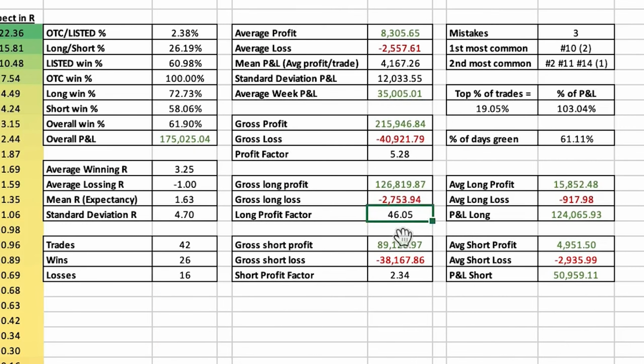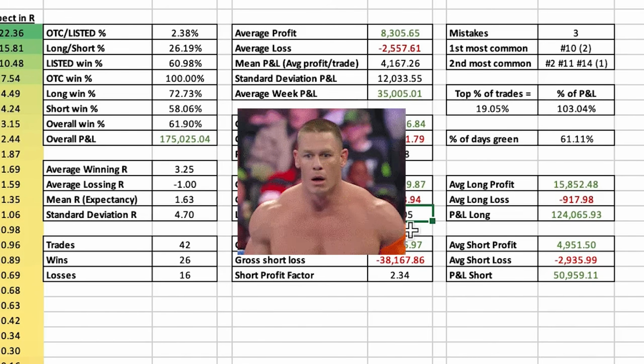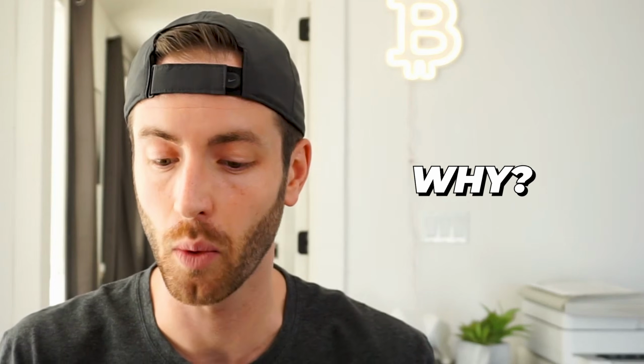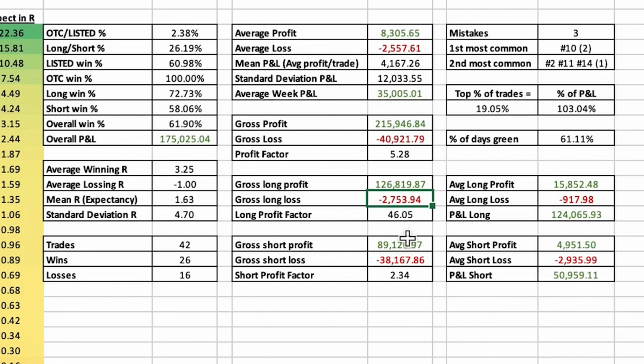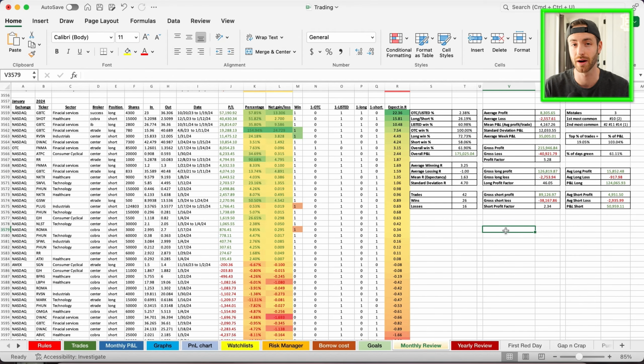Like I said, with the other previous stats being more intermediate and dissecting why that is, my long profit factor was 46. Insane. Is it ever going to be 46 again? Probably not. Why? Because I took one loser on the long side of 2,700, but I actually made $126,000 on the long side, right? January was a very, very big long side month for me. There were a couple of trades where I made a lot of money on the long side, and again, only had one loser, I believe, of 2,700. Hence, my profit factor is going to look insanely outrageous, right? That is not an average.